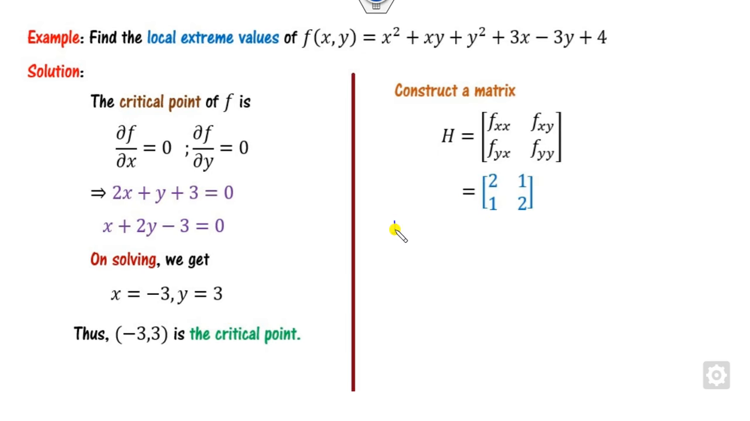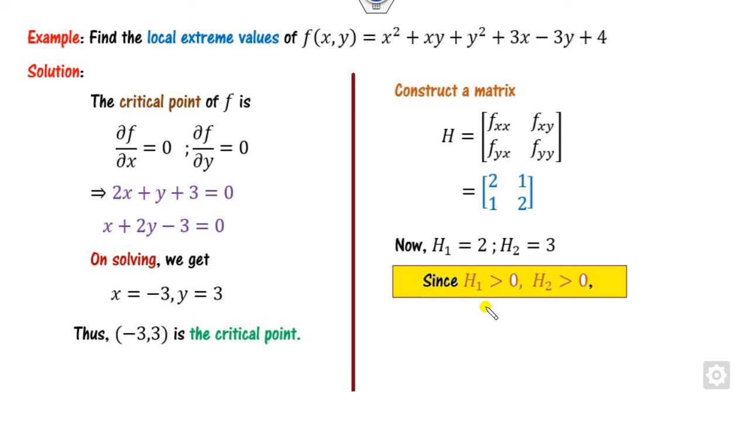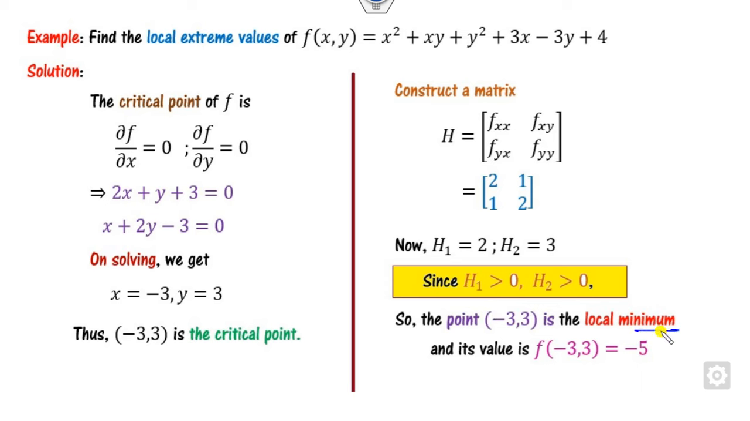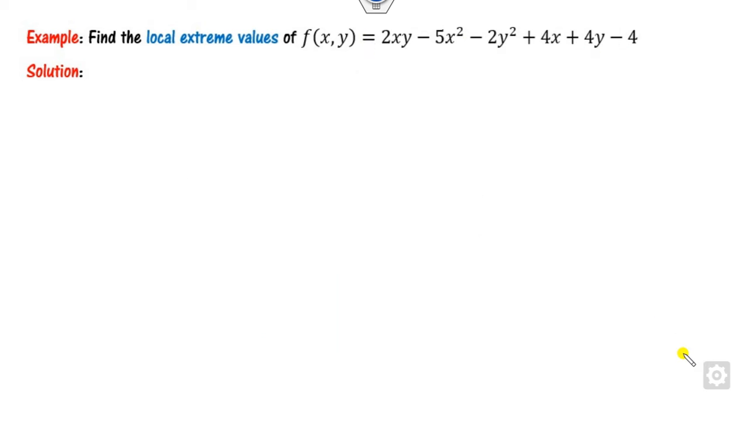This. What is the value of h1? It is 2. What is the value of h2? It's 4 minus 1, which is 3. So h1 is greater than 0 and h2 is greater than 0. Since this value is greater than 0, it means this is a point of minimum. So therefore it's a minimum value, and the value is obtained by substituting in the given function as minus 5.